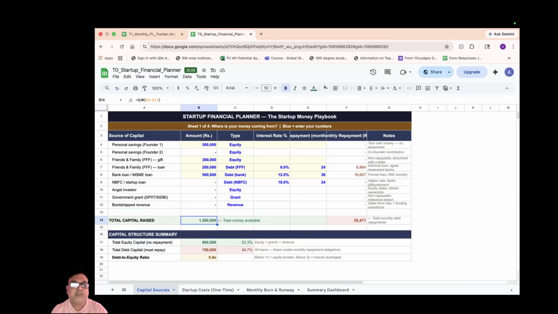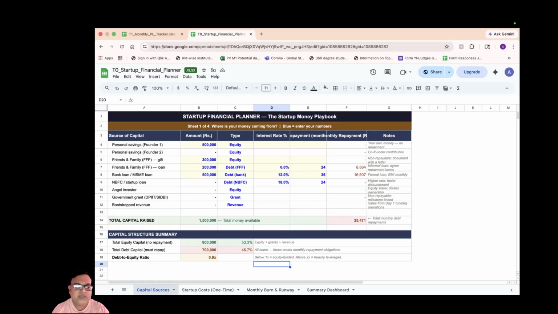So you have to actually do this, right? And then you can calculate something called debt to equity ratio. So it's always better you split into two parts. How much is the equity capital and how much is the debt capital? Okay. And put the percentage here. And you can mention the notes here, right?